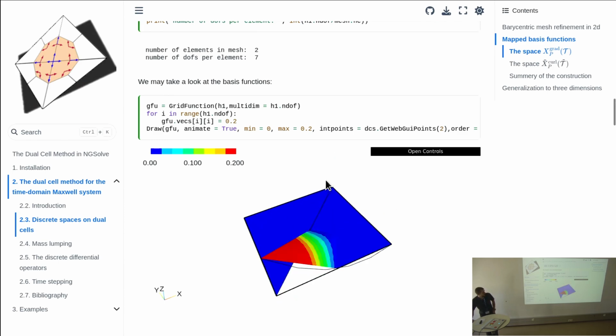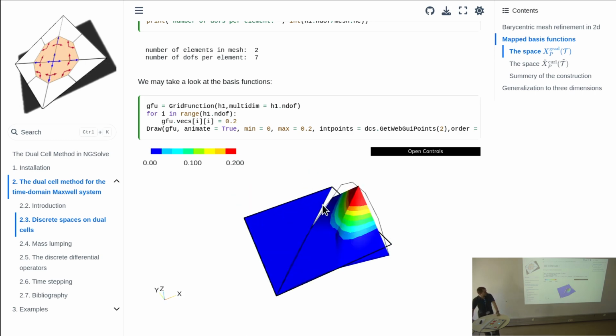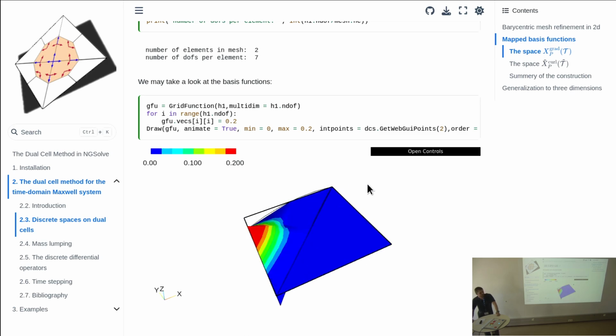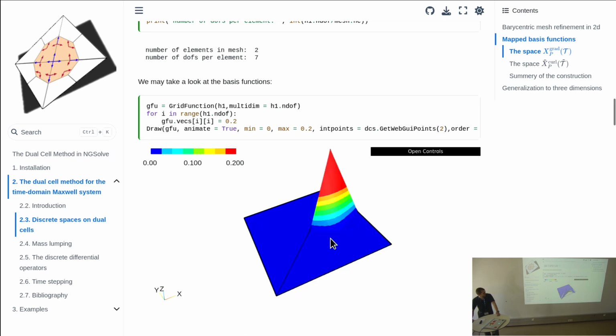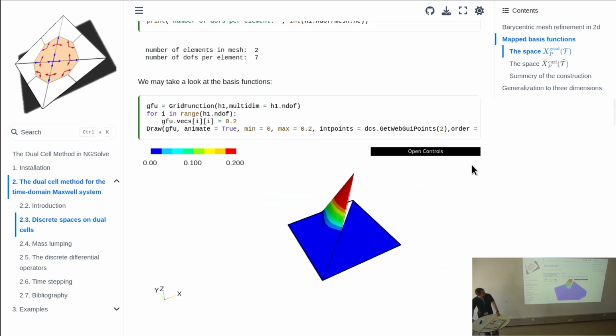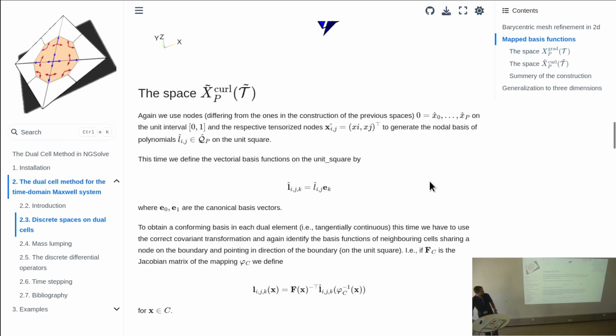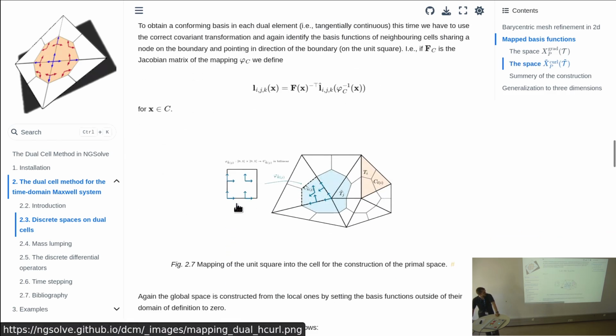So you see basically the mesh still consists of the primal elements as we know them, but the basis functions respect this additional structure of the dual mesh, and you see that we have kinks on these inner boundaries. Okay, now we need the dual, the space on the dual mesh, and we do the same.